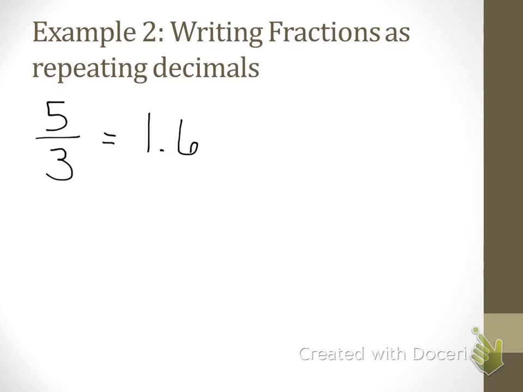1.666, and it keeps going. So since 6 is the only number that's repeating, I only need to write it one time, but what do I need to write above it? The line above it, the bar above it.